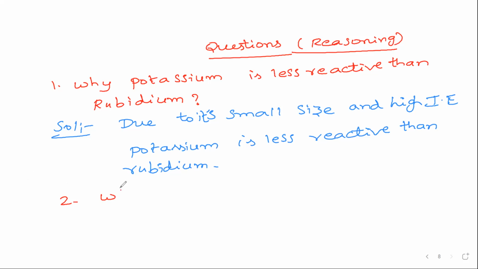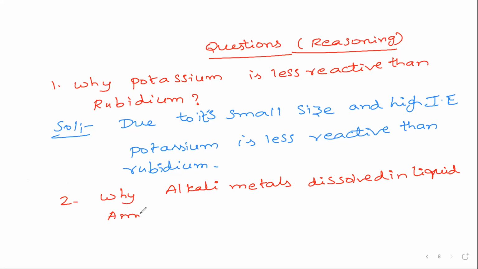Why does an alkali metal solution, when dissolved in liquid ammonia, always appear blue in color? Liquid ammonia solution is always blue.